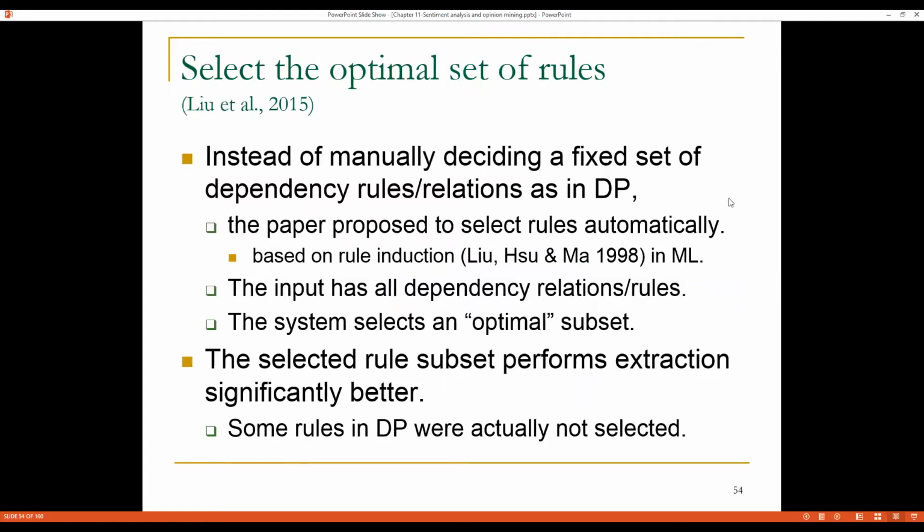So instead of manually deciding a fixed set of dependency rules and relations as in double propagation, another paper proposed to select rules automatically based on rule induction. The input has all dependency relations or rules. The system selects an optimal subset, and the selected rule subset performs extraction significantly better. Some rules in double propagation are actually not selected.